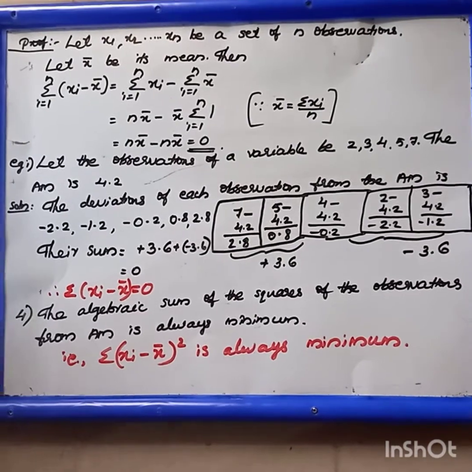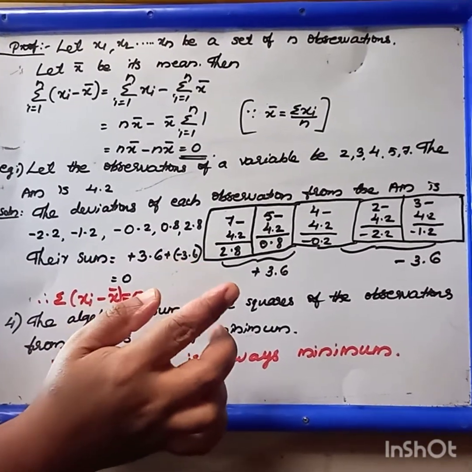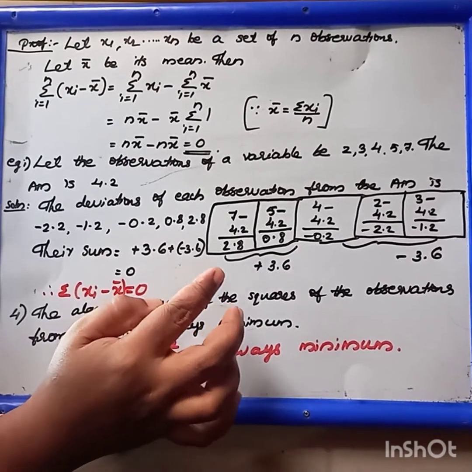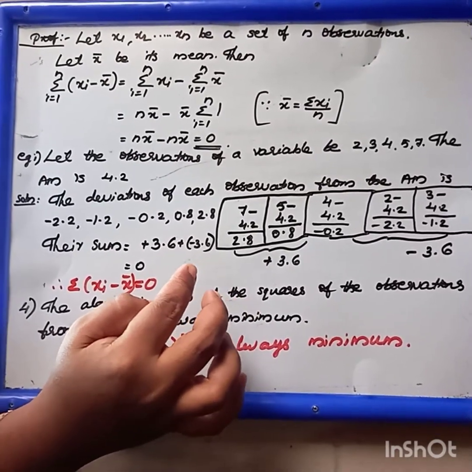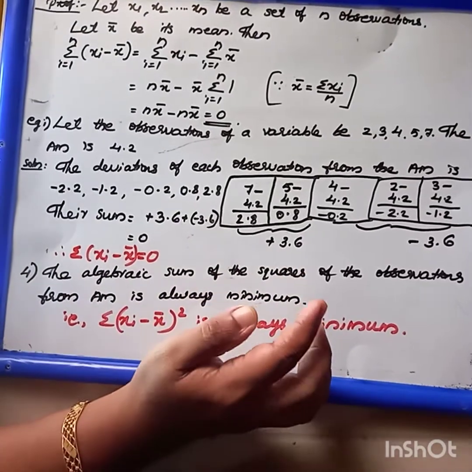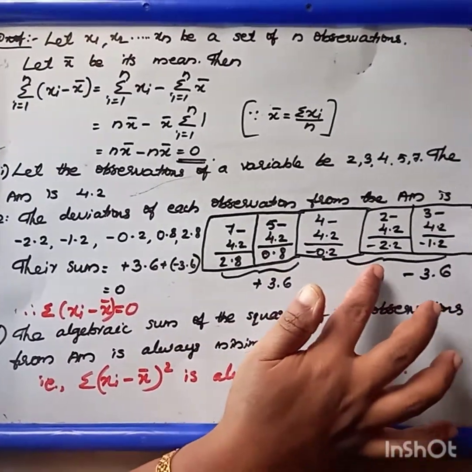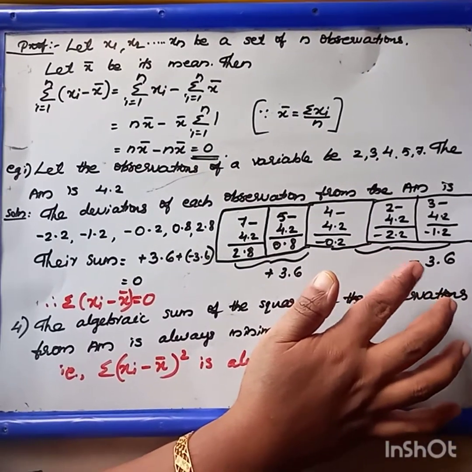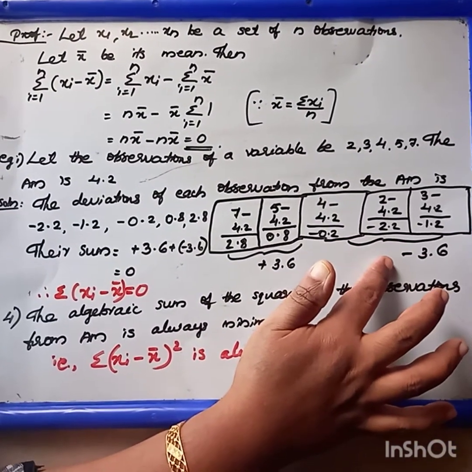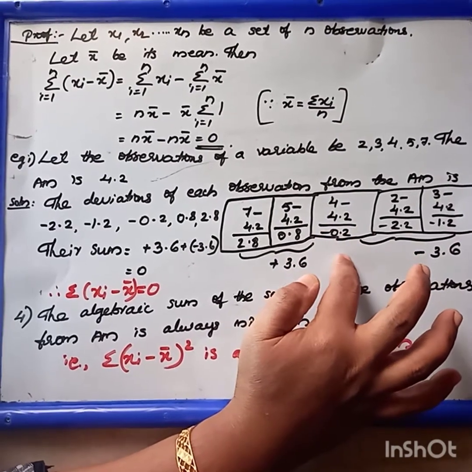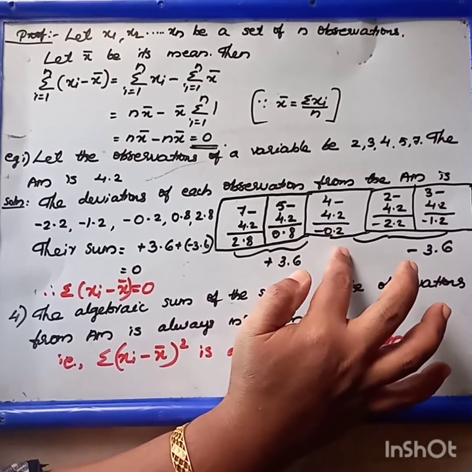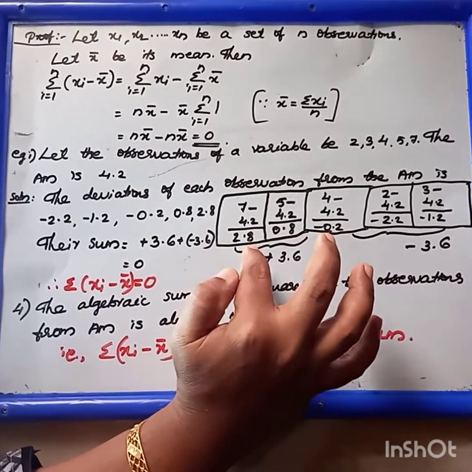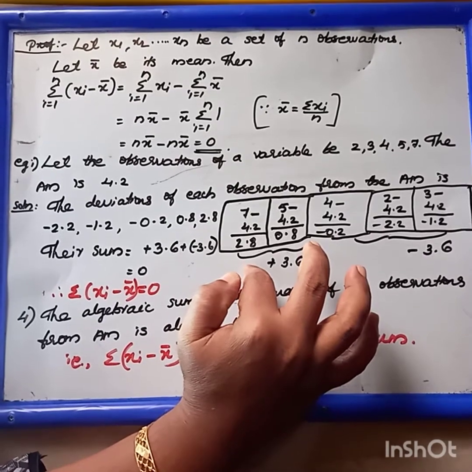One example: let the observations of a variable be 2, 3, 4, 5, 7. The arithmetic mean is 4.2. The deviations of each observation from the arithmetic mean are: first one, 2 minus 4.2 is equal to minus 2.2. Then 3 minus 4.2 is equal to minus 1.2. And 4 minus 4.2 is equal to minus 0.2. And 5 minus 4.2 is equal to 0.8. And 7 minus 4.2 is equal to 2.8.